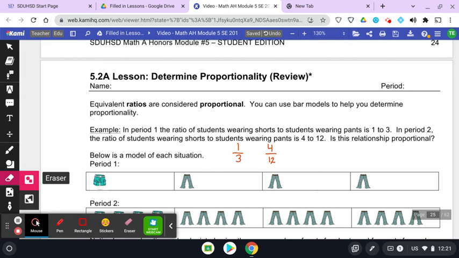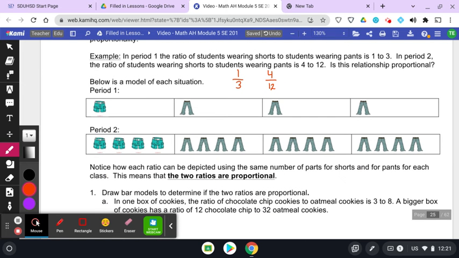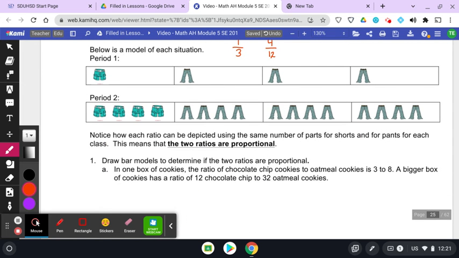One way we can do that is with the bar models. Here we see 1 pair of shorts to 3 pants, and then we see 4 pairs of shorts to 12 pants. Notice how each ratio can be depicted using the same number of parts for shorts and for pants for each class. This means the two ratios are proportional.